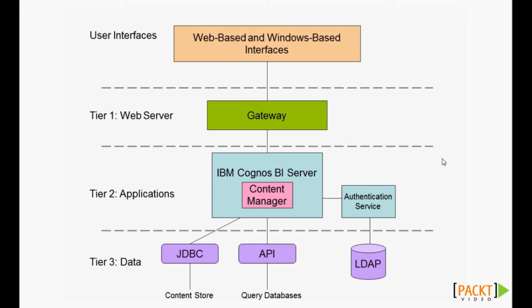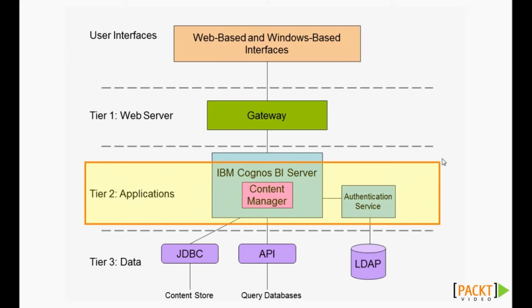As you can see in this diagram, there is a multi-tier architecture that BI is made of. For description purposes, it can be separated into 3 tiers: web server, applications, and data. The main component or heart of the system is application tier.